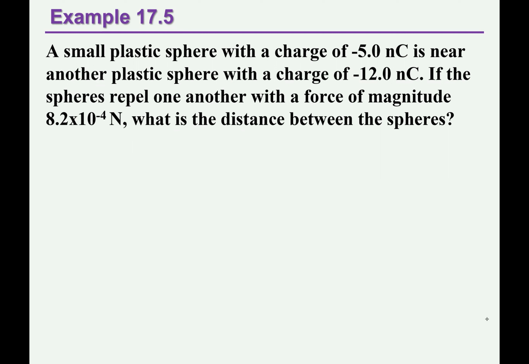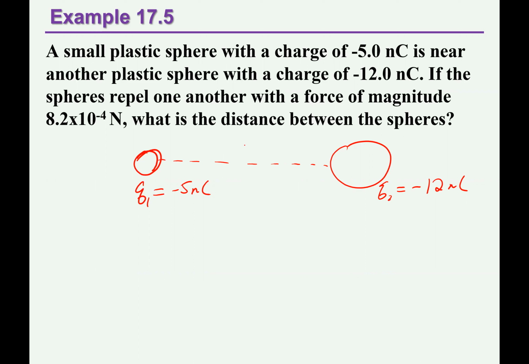So you can say Q1 equals -5 nanocoulomb, and here's Q2, which equals -12 nanocoulomb. Remember they're separated by a distance r. It says if the spheres repel one another with a force of magnitude 8.2 times 10 to the -4 newtons, what is the distance between them?